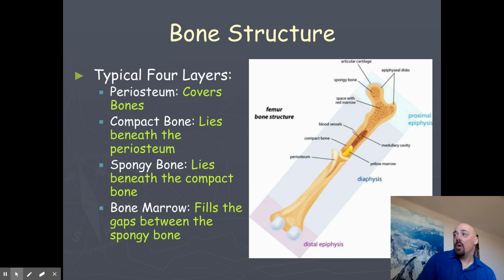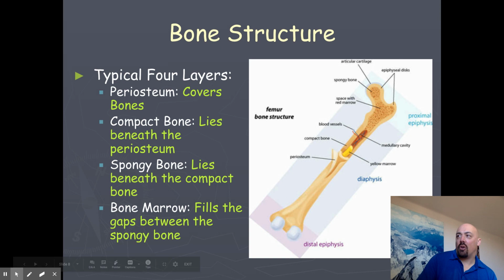And then in that spongy bone we have bone marrow. And this bone marrow is yellow marrow, which is fat, and red marrow, which is the blood cells, and that's all happening in the bone as well.